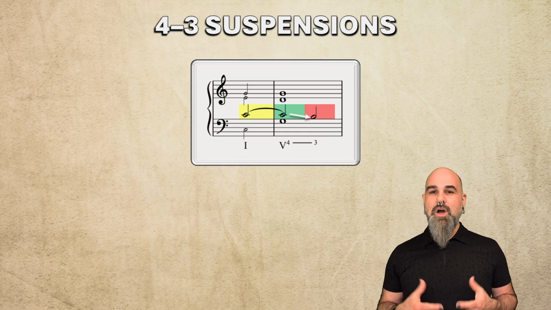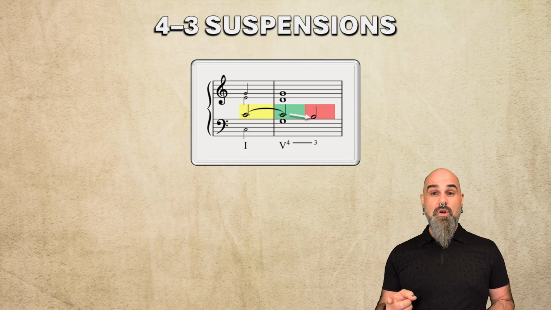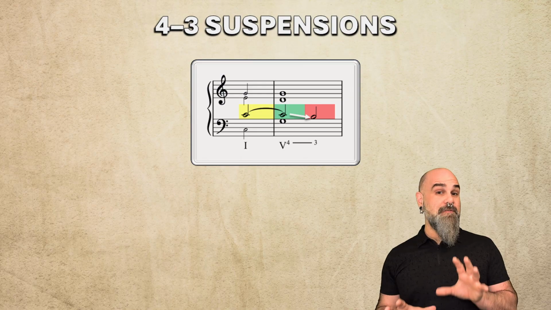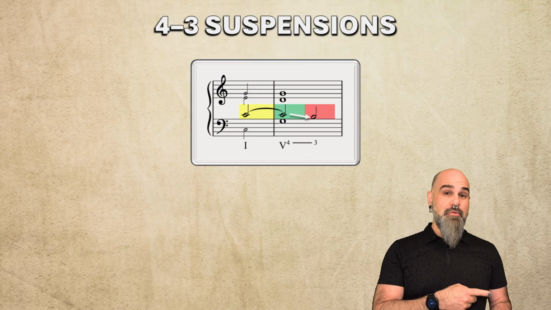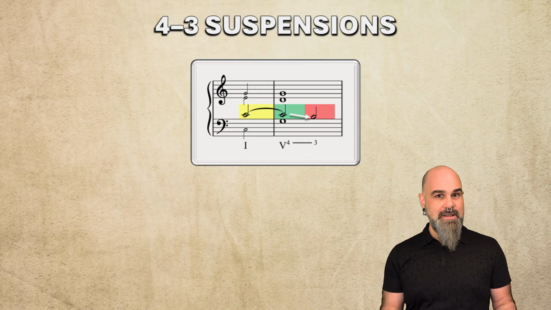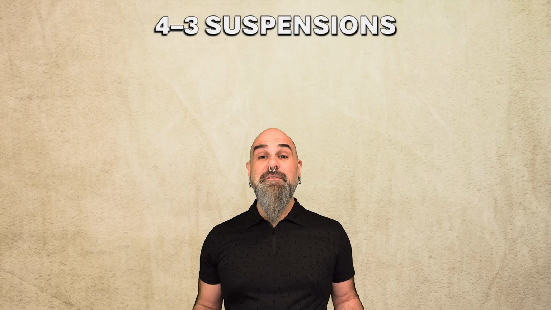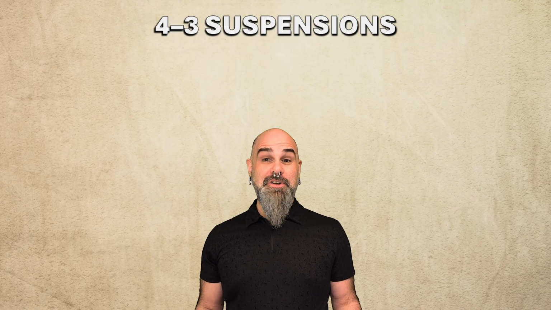4-3 suspensions are triads where the 3rd of the chord is temporarily displaced by the 4th, which was held over from a previous chord before resolving to the 3rd. And seriously, these are some of the most satisfying progressions in traditional harmony.